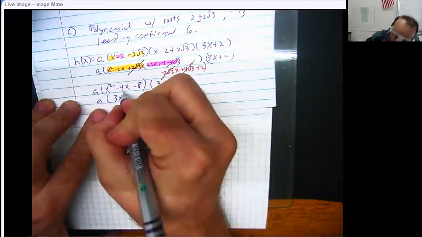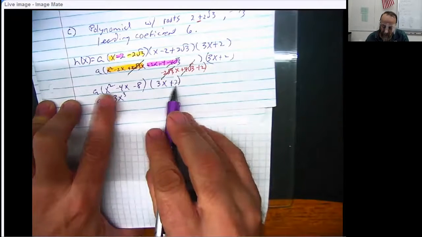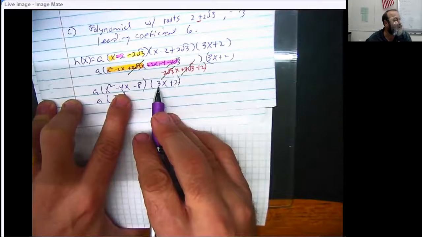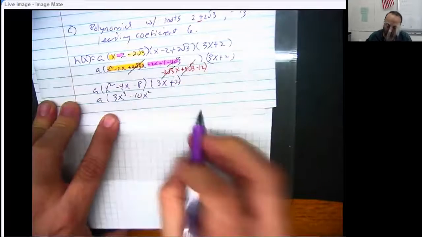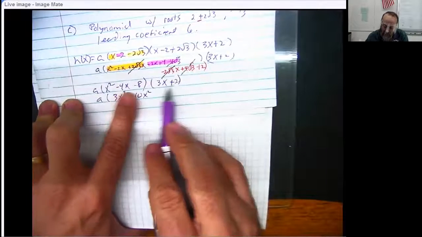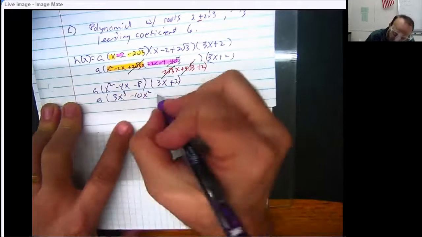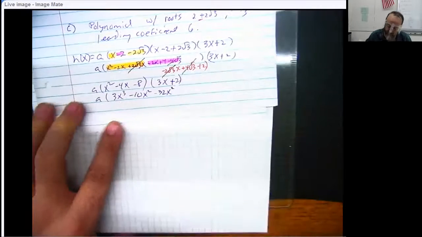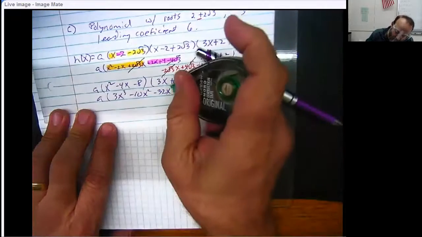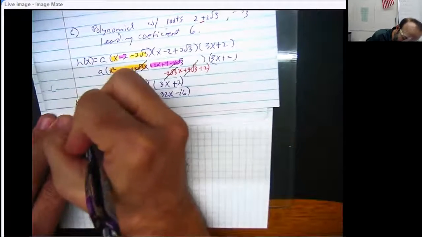I've got 3x cubed. How many x squareds do we have? So I got 2 there and negative 12 there, looks like negative 10. I got some x's, I got negative 8 there and negative 24. My goodness, negative 8 and negative 24 is negative 32. That was x's, not x squareds, excuse me. And then minus 16. And this is what I've got.